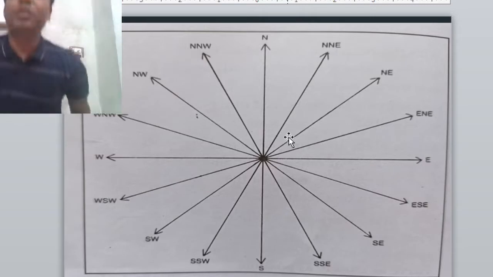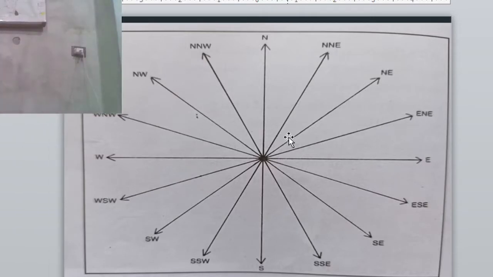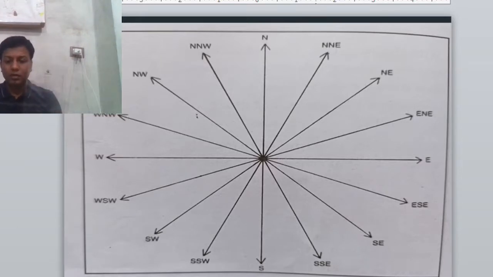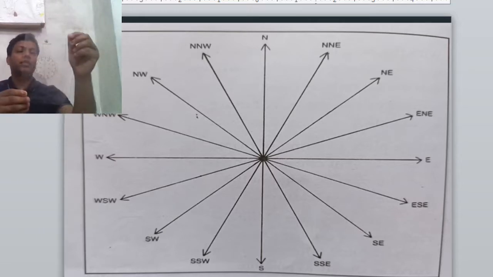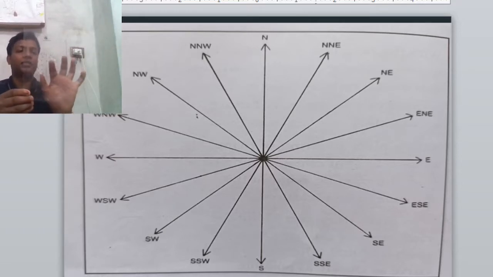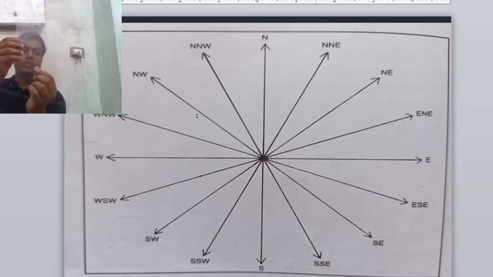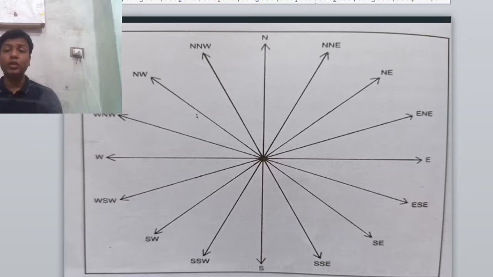Wait, I have something for you. Look at this. In this model, we have the 16 directions, and this is a ruler. With the help of this, you can easily find your 4-figure and 6-figure grid reference. So, dear students, like that, you can easily divide it.